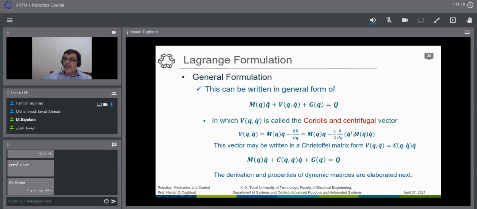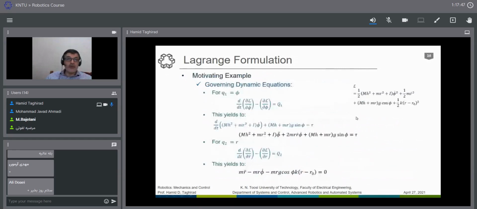And as we can see, we can also write this vector as a matrix times q dot, and this matrix is called the Christoffel matrix. We will find this matrix in a few next sessions. But now, if I just want to give you the one, two, three form, let's go very fast through what we have done here.